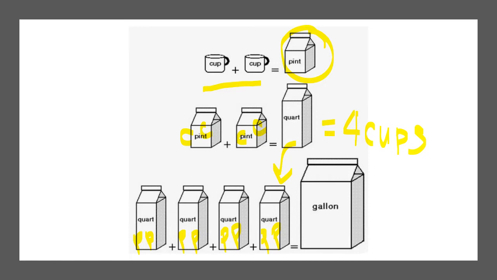And remember that each pint has 2 cups in it. So we take that 8 times 2, so it would be 16 cups to make a gallon. It's quite a bit.